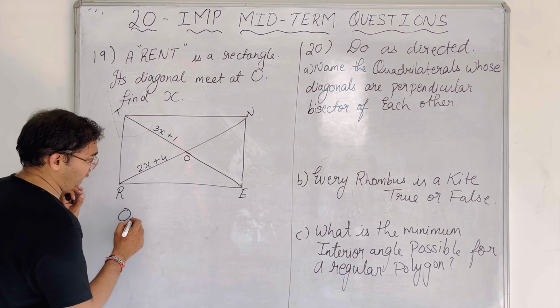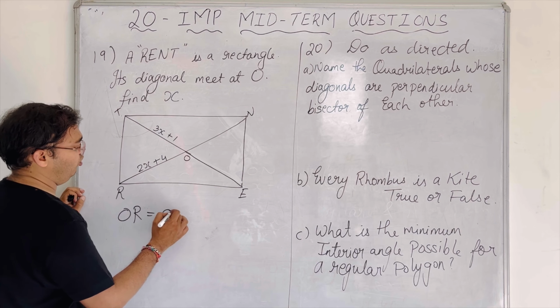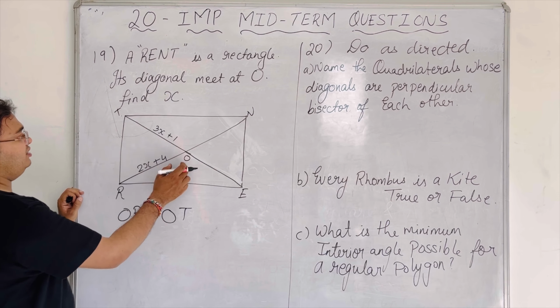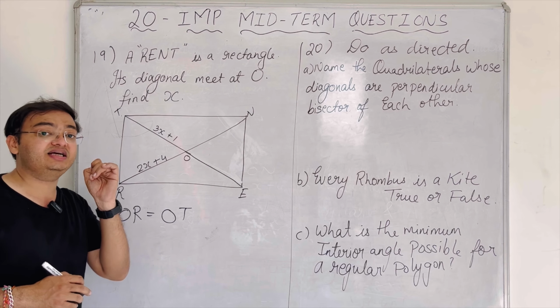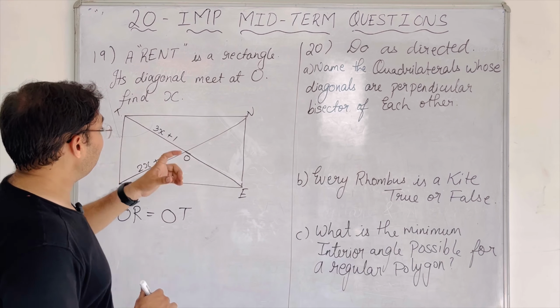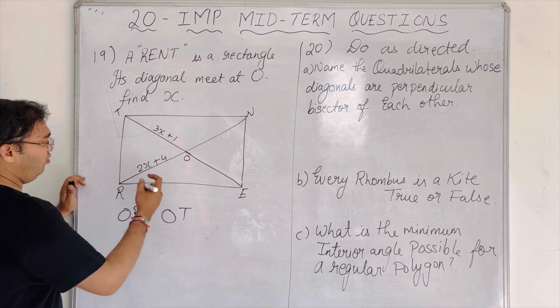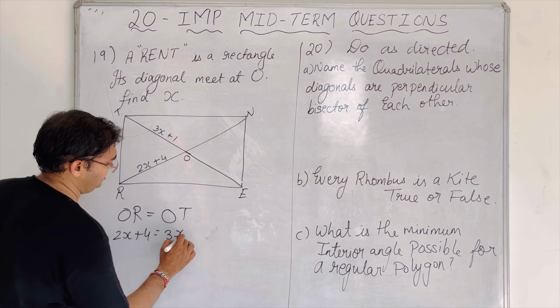Can I write OR is equal to OT? OR is equal to OT. Why? Because the lengths of the diagonals are the same, so whatever the length of the half diagonal is, the same would be the length of the other half diagonal also. So OR is 2x plus 4 and OT is 3x plus 1.